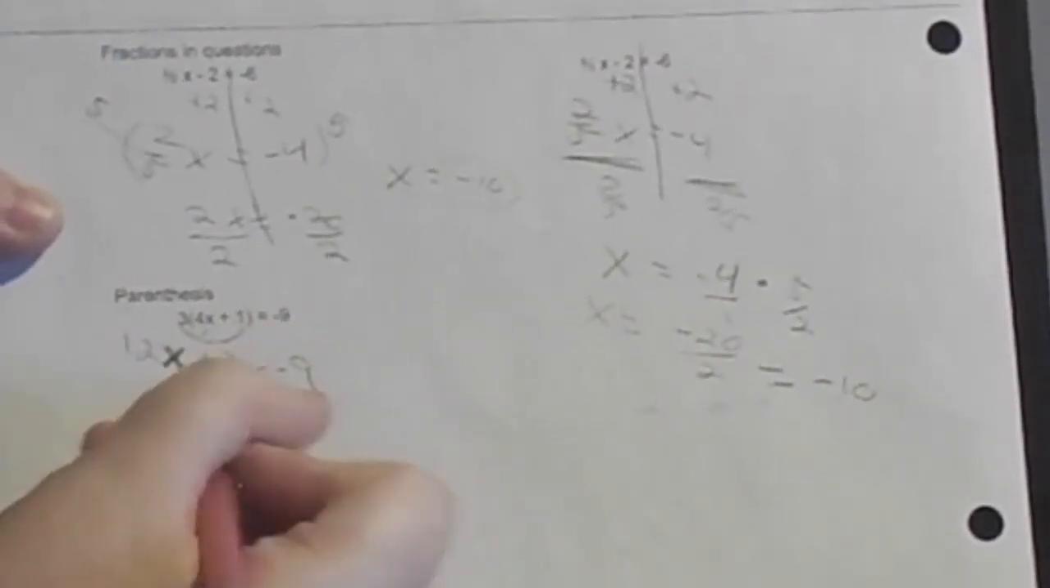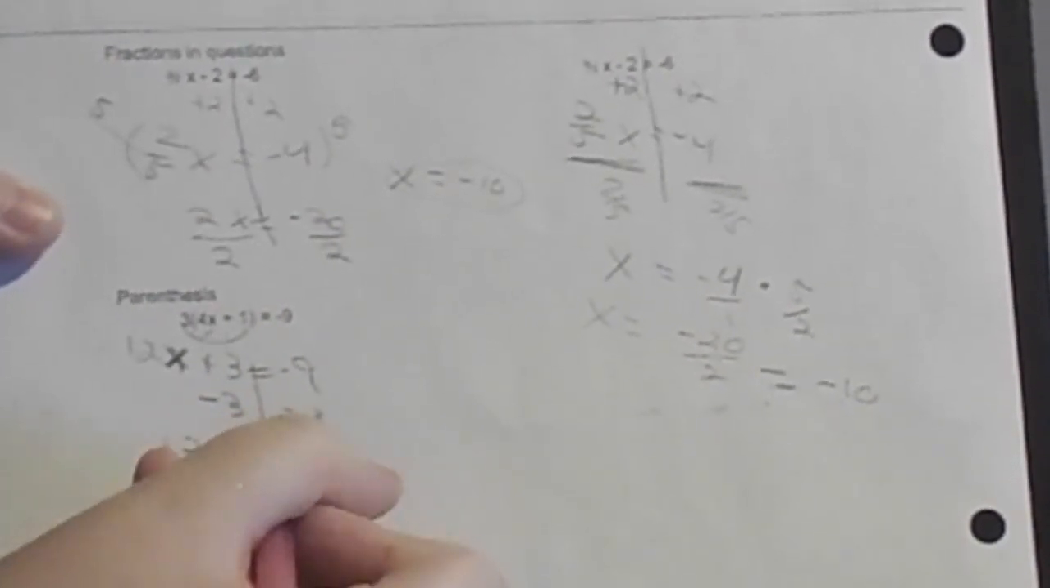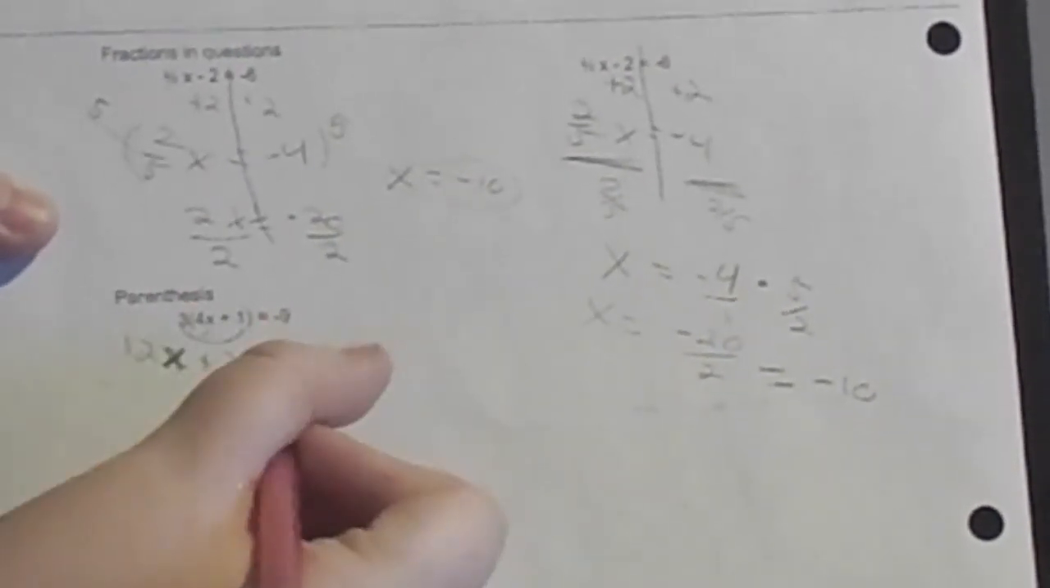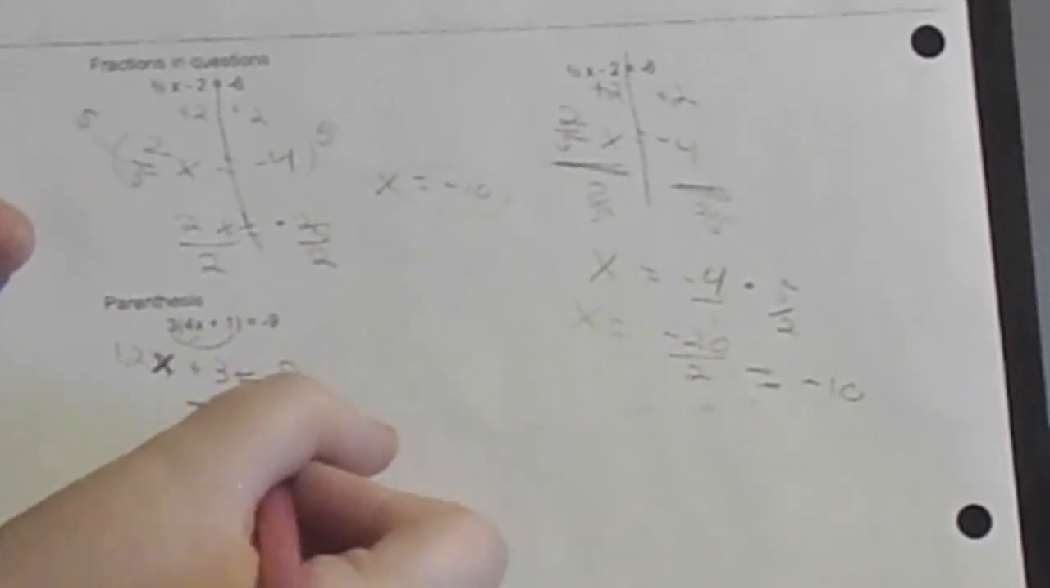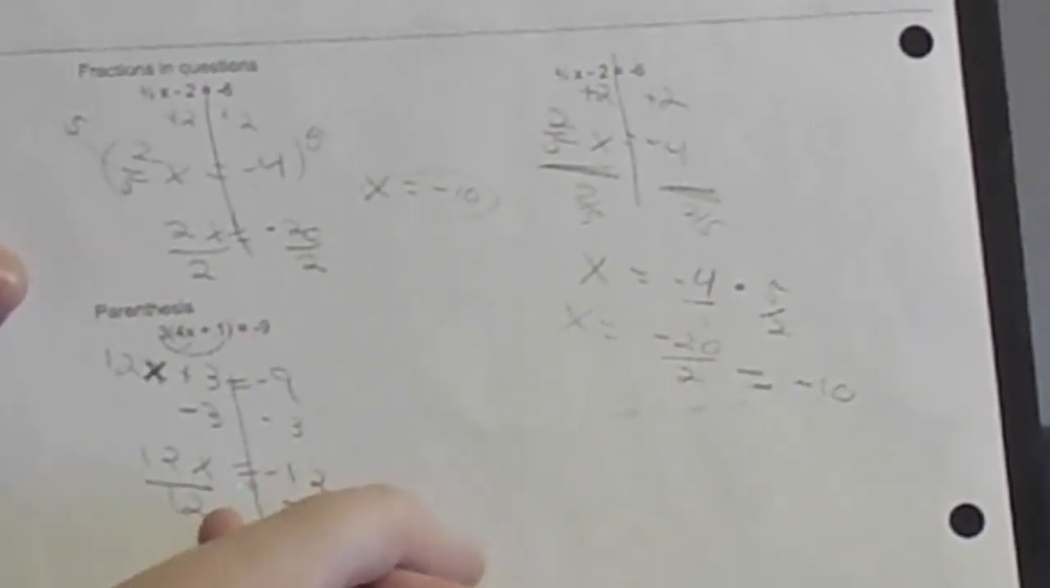And then you draw your wall, you subtract the 3, you have 12x equaling -12, because -9 minus 3 is down to -12. Then you divide away the 12 that's being multiplied. 12 divided by 12 is 1x. And then 12 divided by 12 here is just the 1. So x is 1. Remember, for both this one and the previous one, you could have plugged the answer back in to check to make sure it was right.